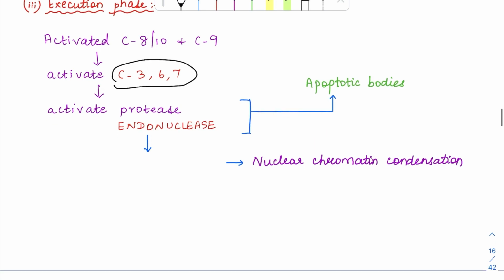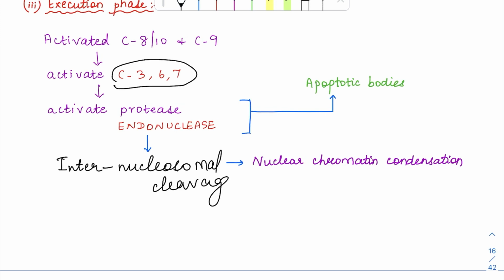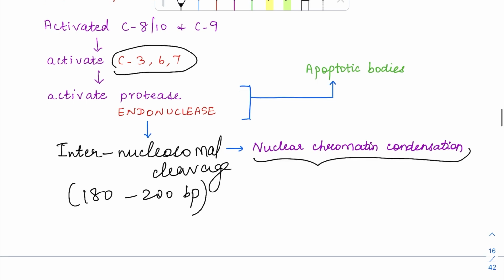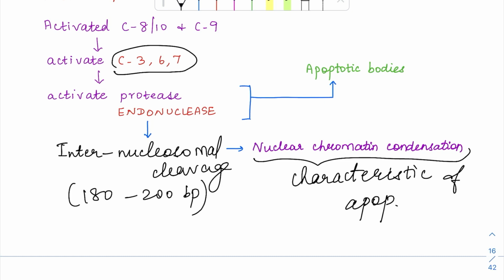This endonuclease is going to act on the nucleus and cause internucleosomal cleavage. The nucleosomal cleavage is going to happen between 180 to 200 base pairs. So for every 180 to 200 base pairs, it is going to cleave the nucleosome. This internucleosomal cleavage will actually cause nuclear chromatin condensation, and this nuclear chromatin condensation is called the characteristic of apoptosis. So the hallmark of apoptosis was caspase activation, while the characteristic of apoptosis is nuclear chromatin condensation. Nuclear chromatin condensation is nothing but pyknosis only. In necrosis we had pyknosis, karyorrhexis and karyolysis. In apoptosis it is going to be just nuclear chromatin condensation.